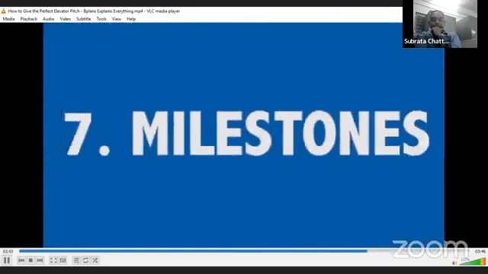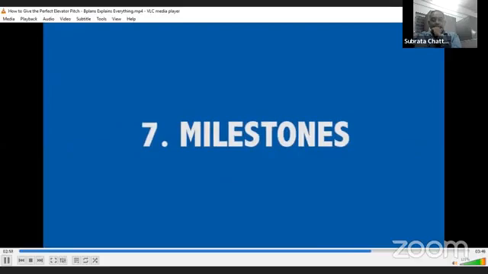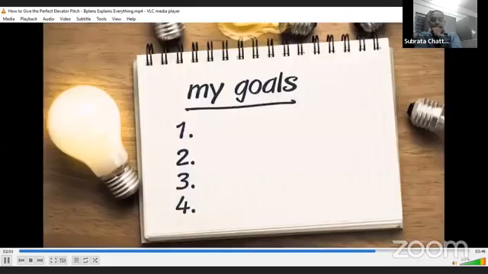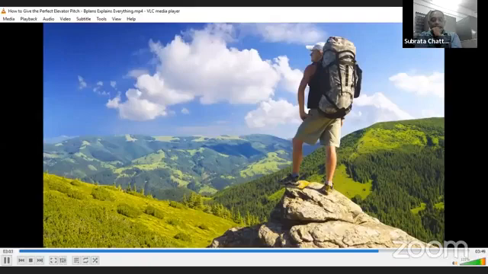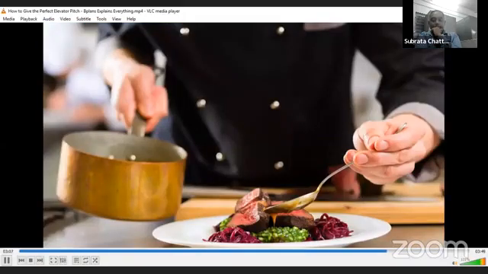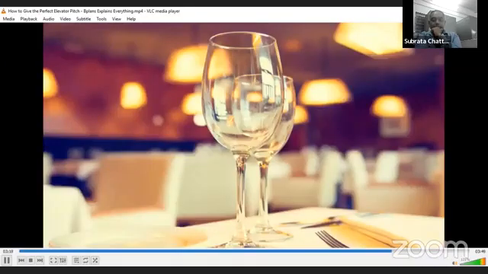The 7th and final part of your pitch is a list of your milestones. What goals do you plan to achieve, and when do you plan to achieve them? Have you already reached some milestones? If so, bring those up. If you want to open a restaurant, investors will want to know if you've already signed the lease on your location and when you plan to open your doors.